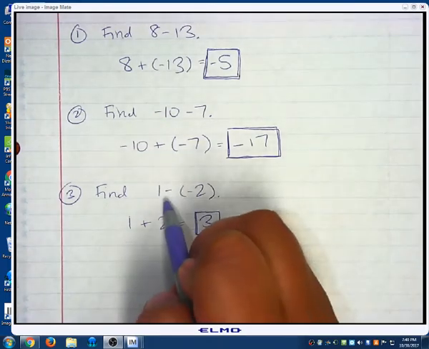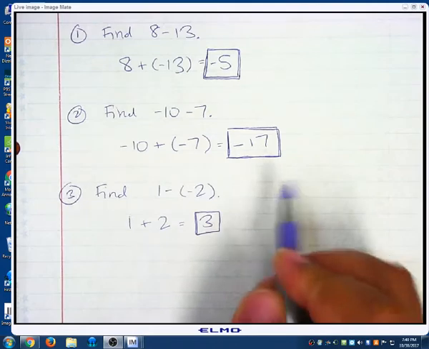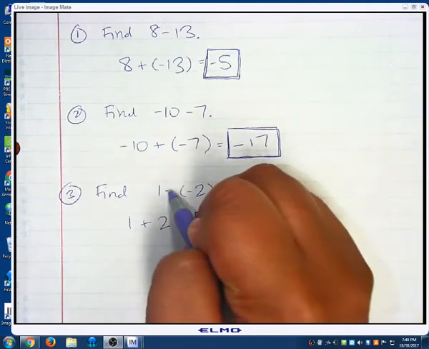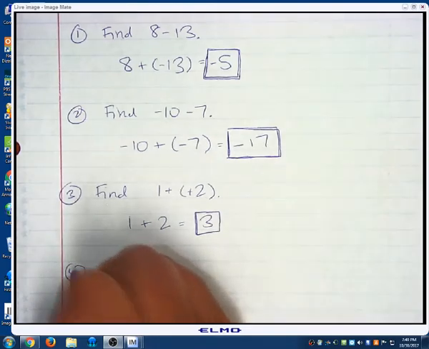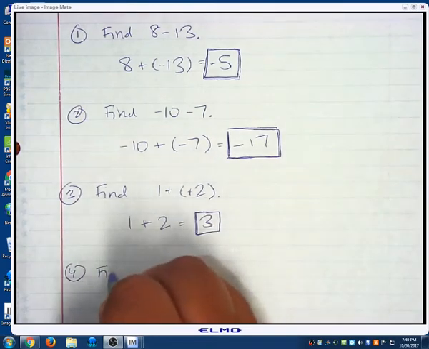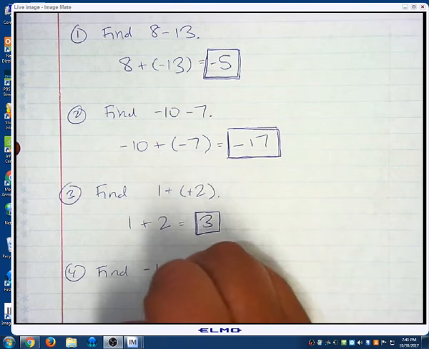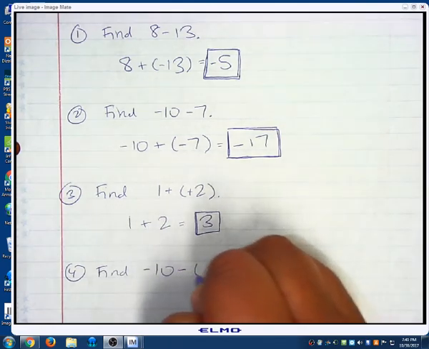So whenever you see these two kind of right next to each other, when you're adding or subtracting, they kind of just become plus signs. All right, let's do number 4. It says find negative 10 minus negative 6.